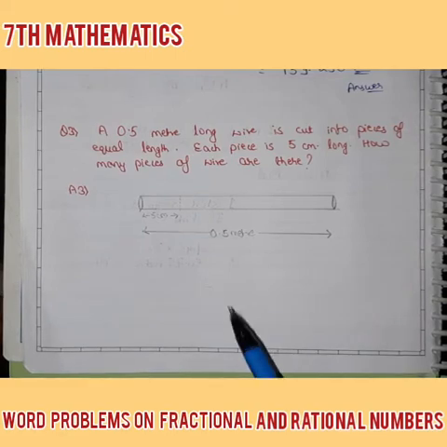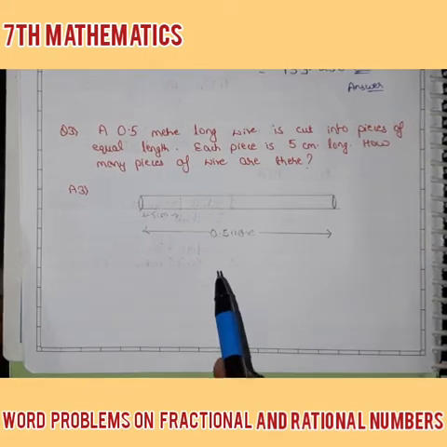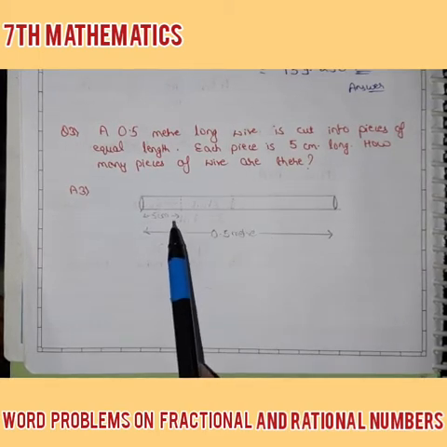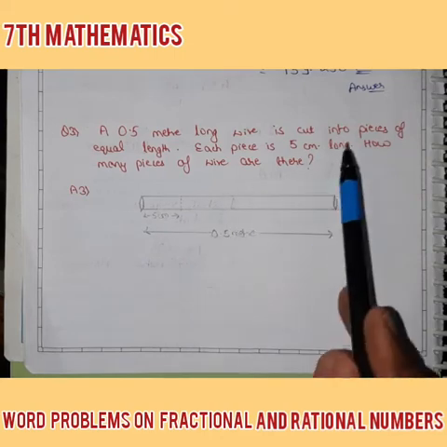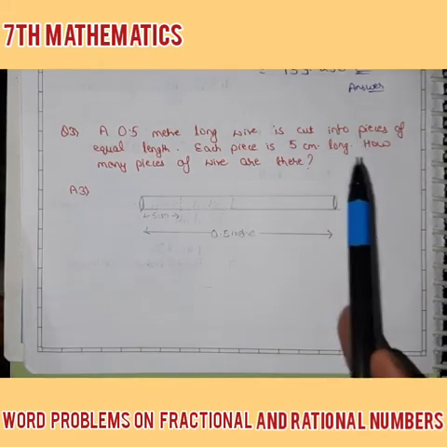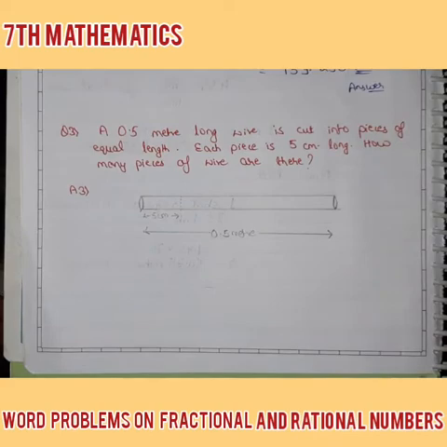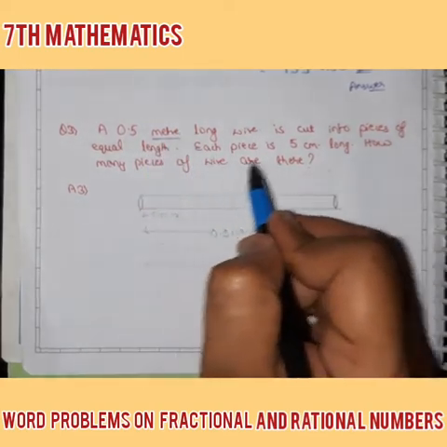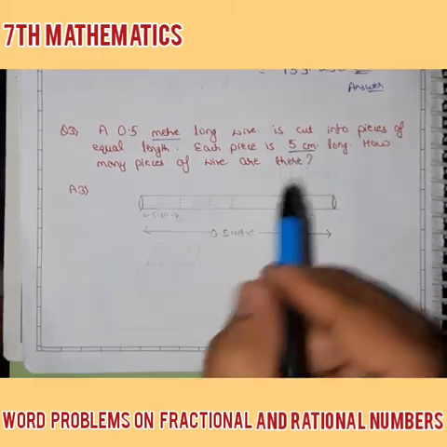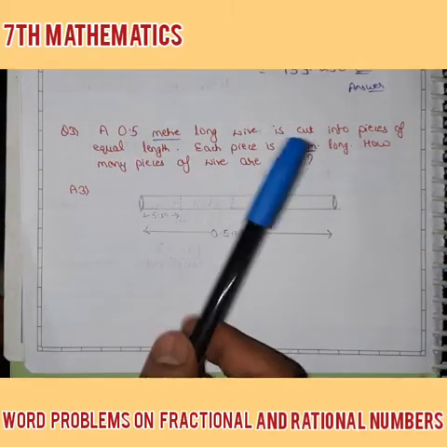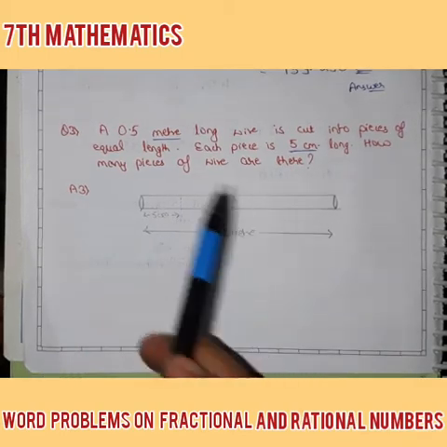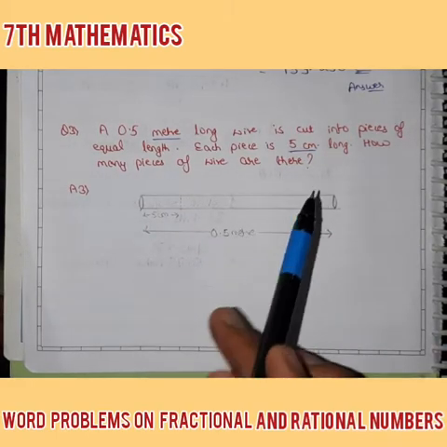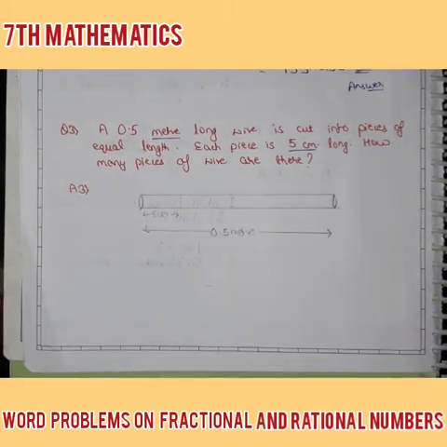So once again, this question is also like the previous question. We need to solve it by unitary method. We know the length of a single piece, and it's asking for overall, that is 5 centimeters. Simply multiply. But always the first thing you need to focus on is the units. Here it is given meter and here it is given centimeter. So first we need to make these two units the same, either make meter into centimeter or centimeter into meter. So we are going to convert centimeter into meter.